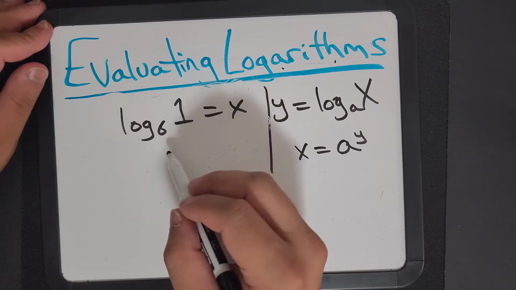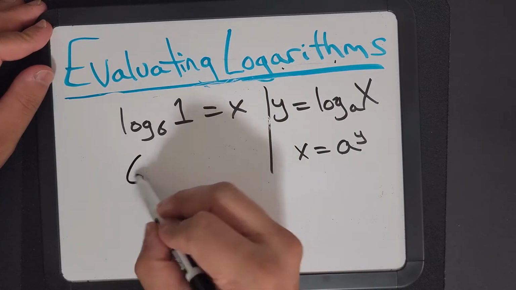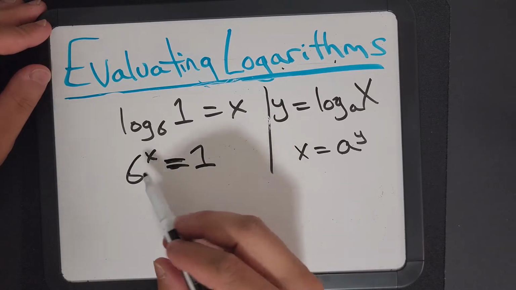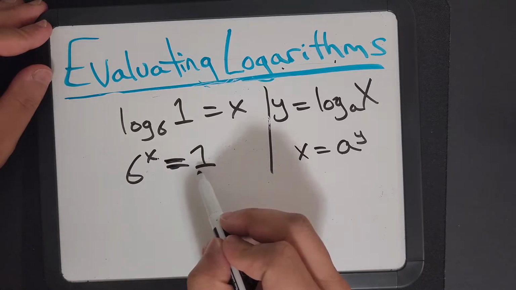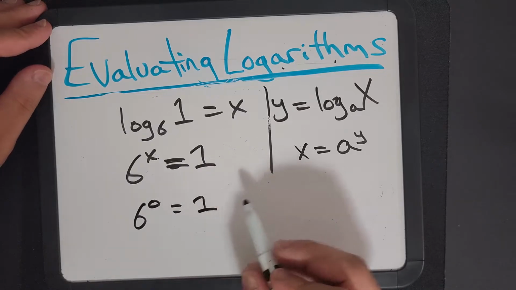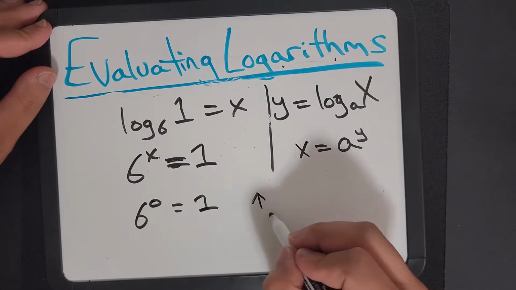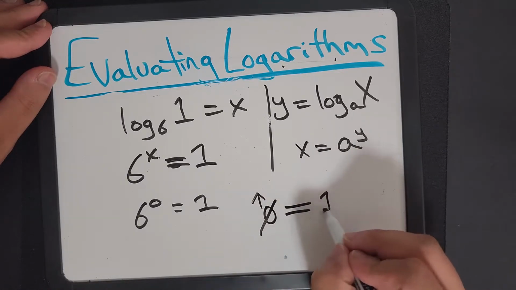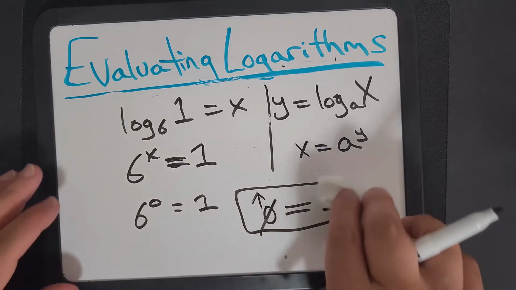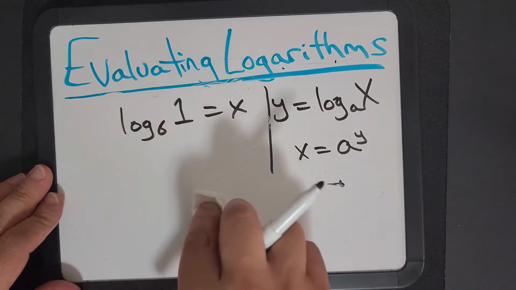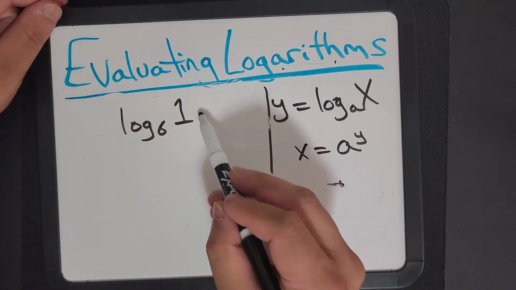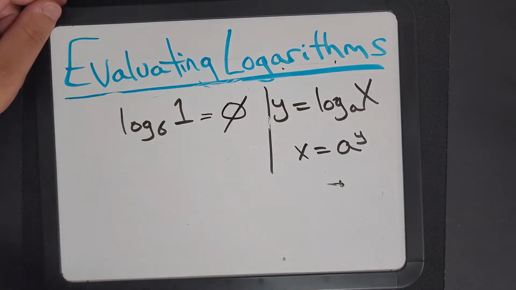Let's see. So let's put that into here, equals 1. Okay, so 6 to the power of what will give me 1? Well, obviously 6 to the power of 0 will give me 1, because anything to the power of 0 is equal to 1. Remember that. So if you ever put a 1 in there, just know you're gonna get a 0, even on the calculator.